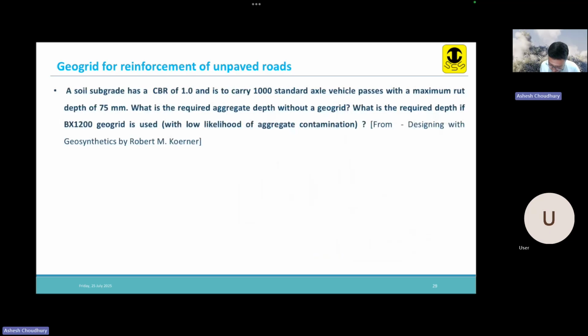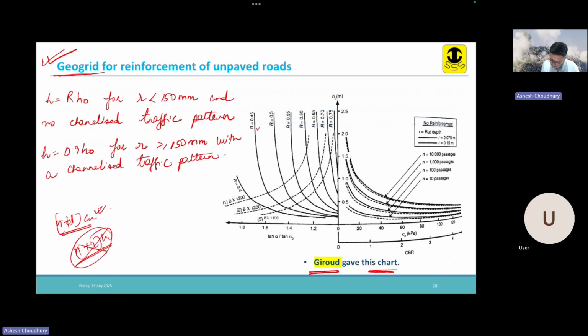The soil subgrade has a CBR of 1, and the standard axle vehicle makes 1,000 passes. What is the required aggregate depth without a geogrid? So now let us first find it without geogrid. Without geogrid, we can get it from here. So CBR is 1 and 1,000 passes.